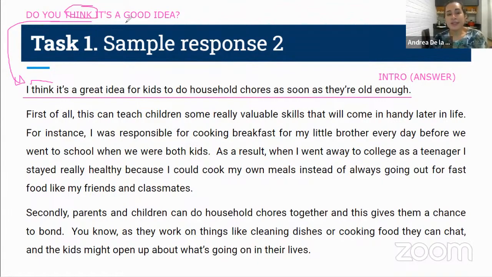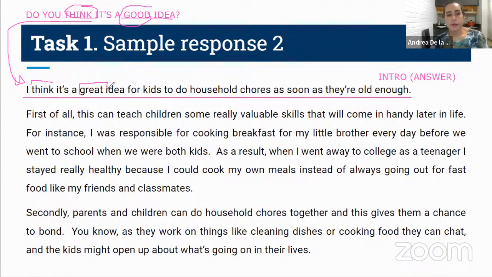Second thing, do you think it's a good idea? And he's saying, I think it's a great idea. So not only is he saying a good idea, but he's even making it stronger. Remember, I told you need to be very strong when you're answering the question. It needs to be really strong, like you're super sure about what you're saying.